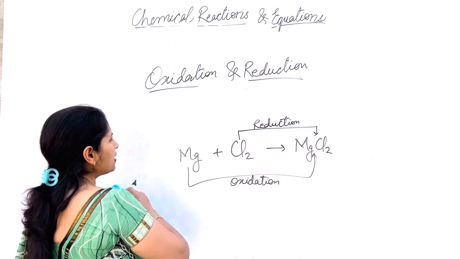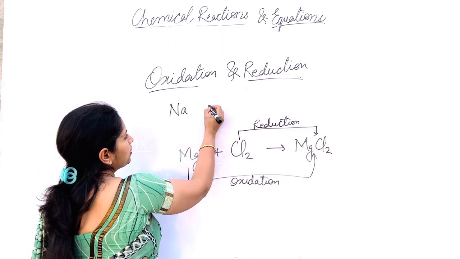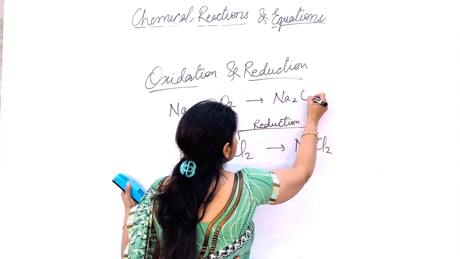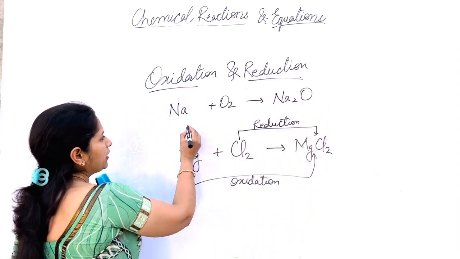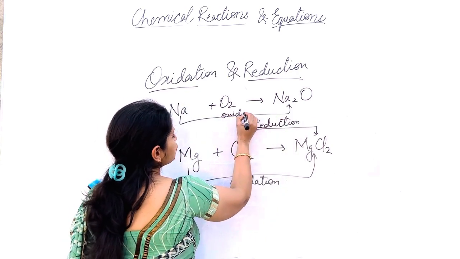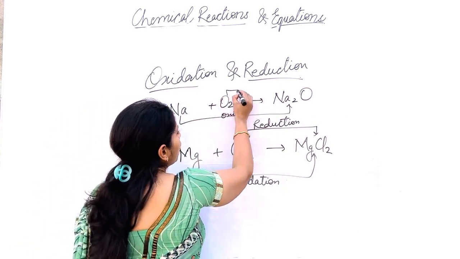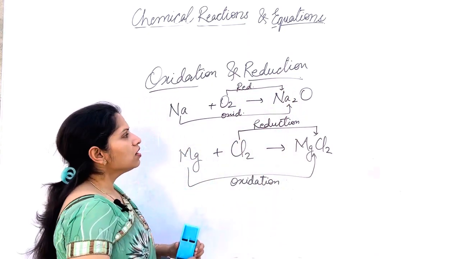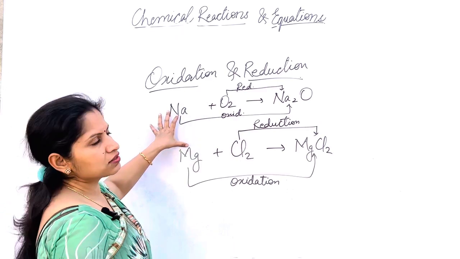Okay, one last reaction that's very easy is sodium reacting with oxygen to form sodium oxide. You can easily find out that sodium undergoes oxidation because oxygen is added to sodium, and oxygen is undergoing reduction because oxygen is added up with sodium.